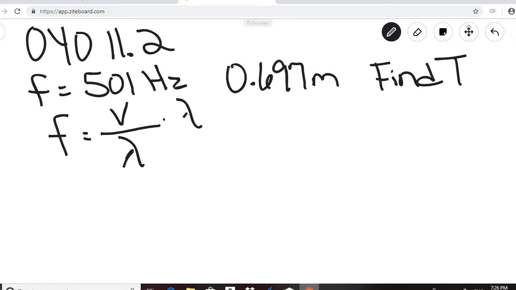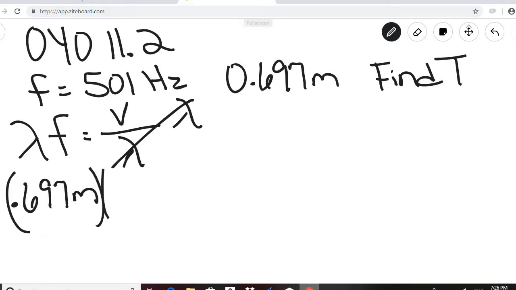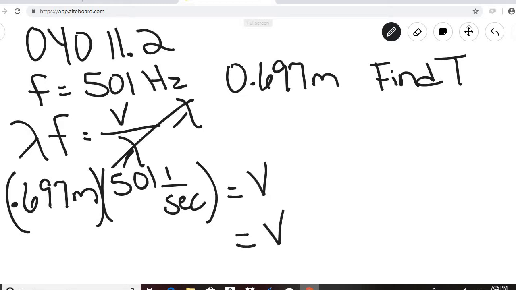So if we multiply both sides times wavelength, that gets rid of that on that side. So the wavelength, 0.697 meters, times the frequency of 501, 1 per second, will give us the velocity. For that, I got 349 meters per second with three significant figures. 349 meters per second.